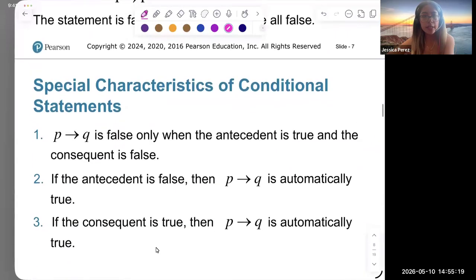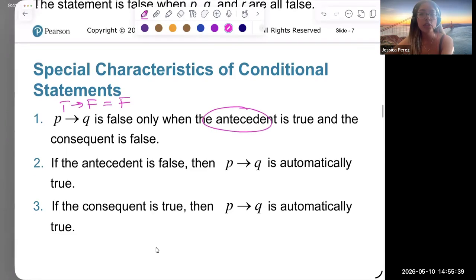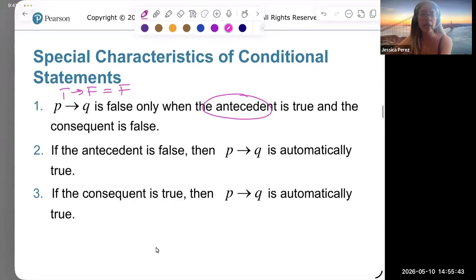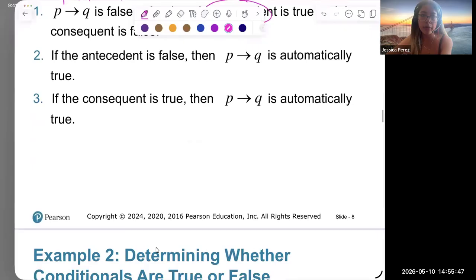Now, let's write this down. Special characteristics of conditional statements. So let's make sure we have this down somewhere. P implies Q is false only when the antecedent is true. So T implies F will always be F. That's because the antecedent is true, but the consequent is false. Now, if the antecedent is false, then the conditional is automatically true. If both P and Q are true, then obviously it will become true. So these are some special conditions about this.